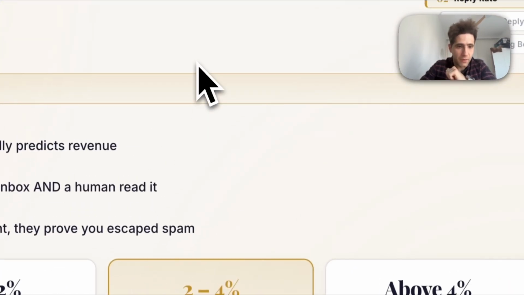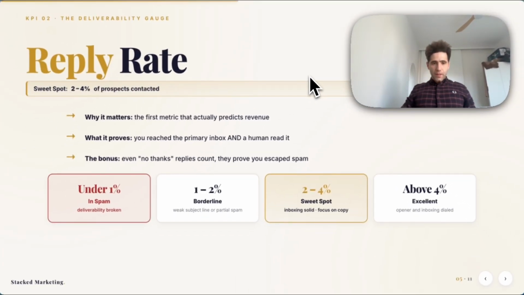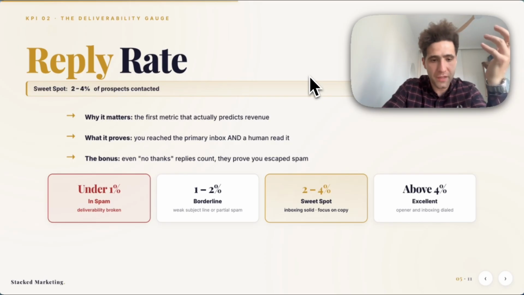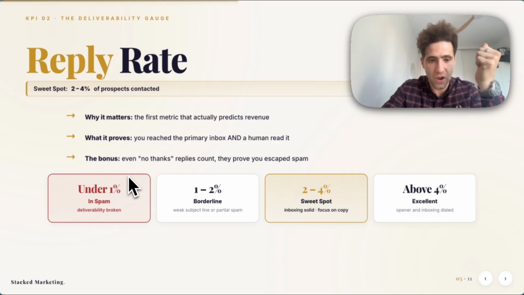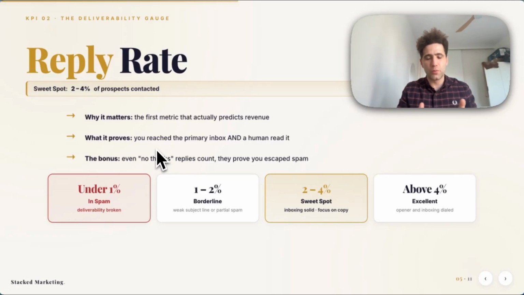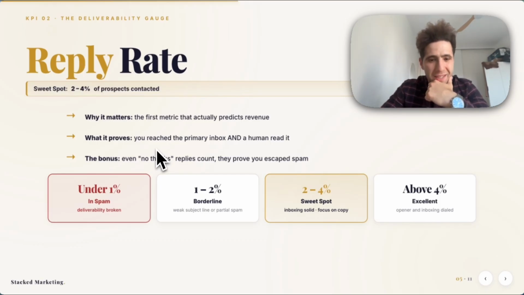Then we have the reply rates. Reply rates will give you an indication about whether or not your emails are landing in the primary inbox. If you have a reply rate of anything below 1%, the chances are that your cold emails are landing in the spam inbox, and you don't want that to happen. If you have anything between 1 to 2%, it could be a spam issue, or it could be that your scripts are really poor. So it is a little bit difficult to gauge, but at 1 to 2% you could be okay. You just need to refine and test additional scripts and see if you get a stronger response rate.